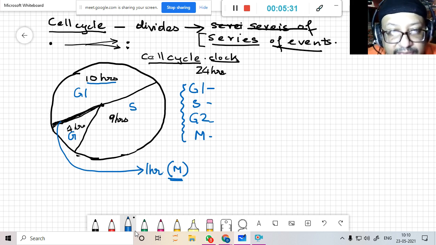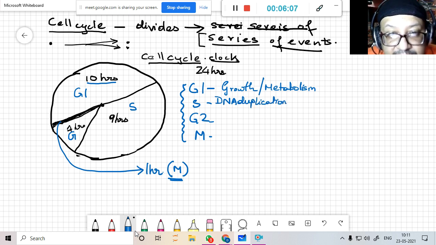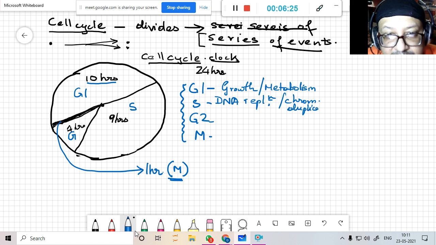This G1 phase is actually responsible for growth, metabolism occur during this time. The cell grows in size, it is getting prepared to divide. Then you have the S phase, where there is DNA replication and chromosome duplication. You have DNA replication and chromosomes duplicate during this phase. Then you have the next phase which is known as the G2 phase.